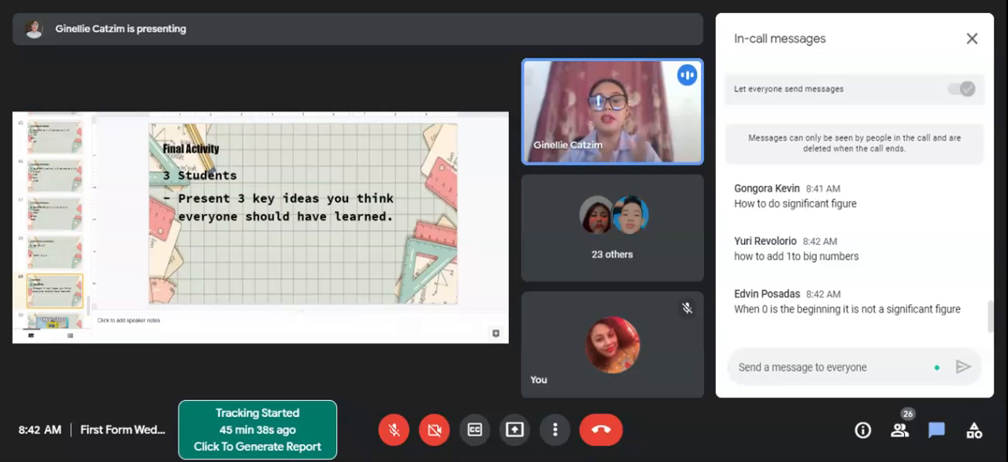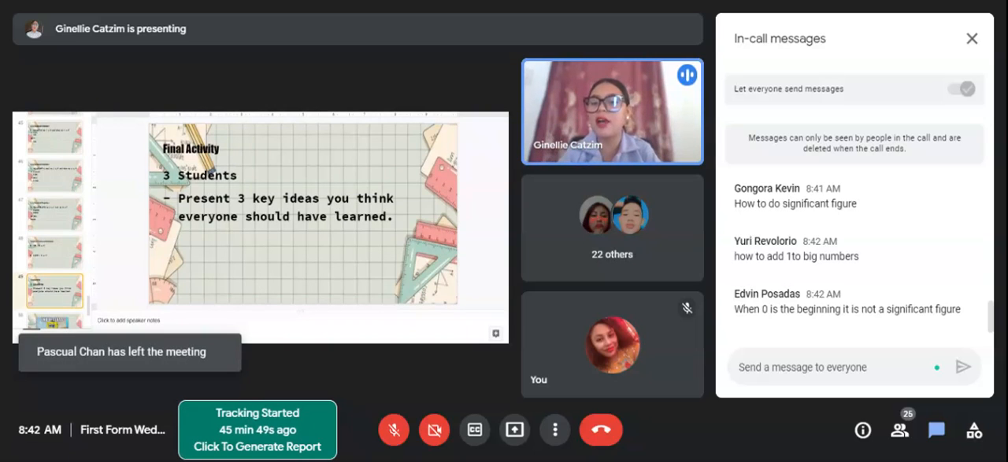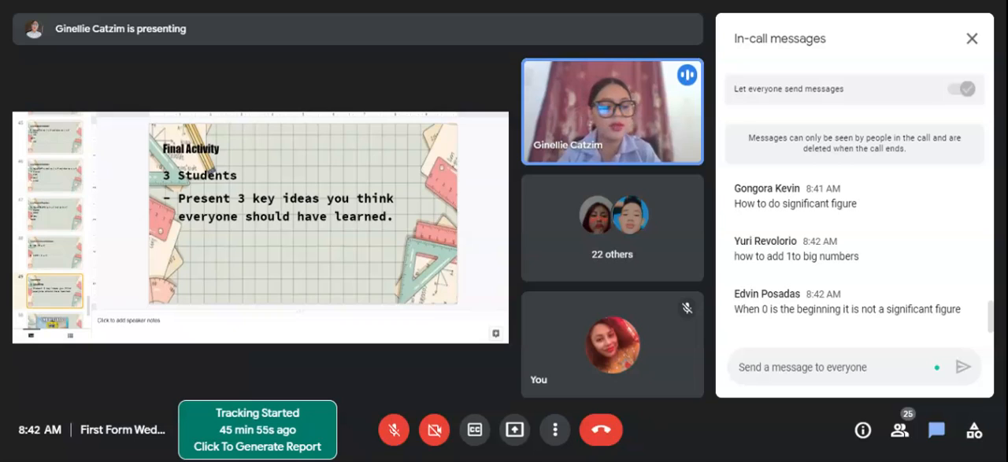Remember, we have some key things. When zero is in the beginning, it is not a significant figure. Very good, Esvin. That is a key idea that everyone should have learned in this class. Why? When we have zeros at the beginning, it is not a significant figure, right? Any other thing you think your colleagues should have known?